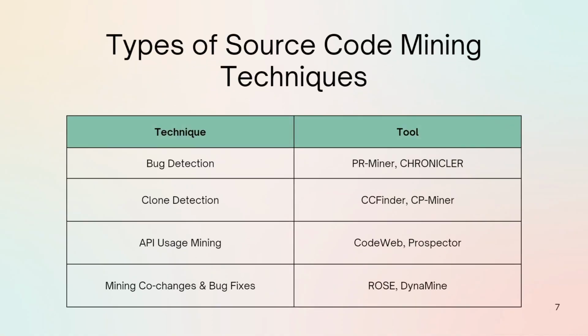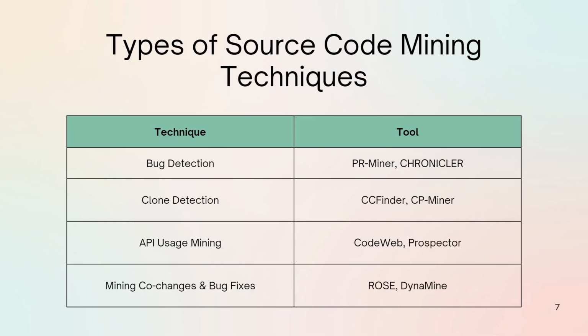Let's look at some types of source code mining techniques. Well, there are several ways to mine source code, each with its own strengths and weaknesses. Bug detection tools like PR Miner and Chronicler find missing function calls and rule violations. Clone detection tools like CC Finder and CP Miner identify duplicated code to improve maintainability. API usage mining tools like CodeWeb and Prospector help developers find correct API usage patterns.